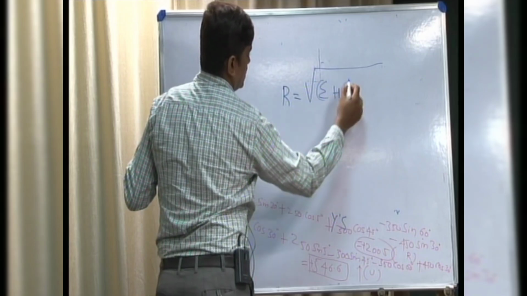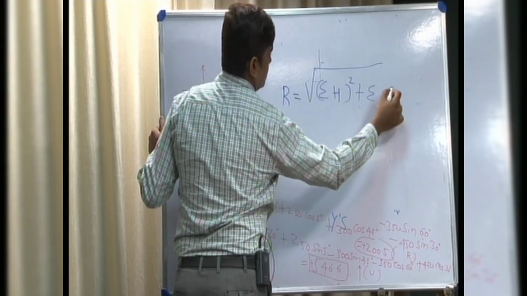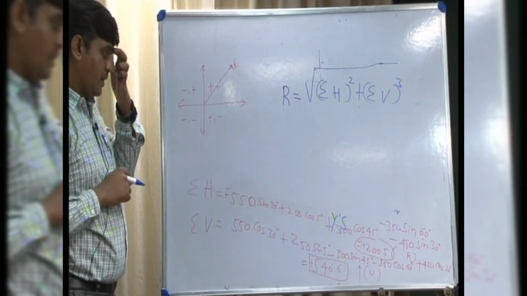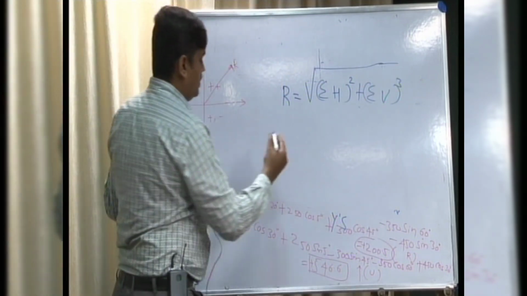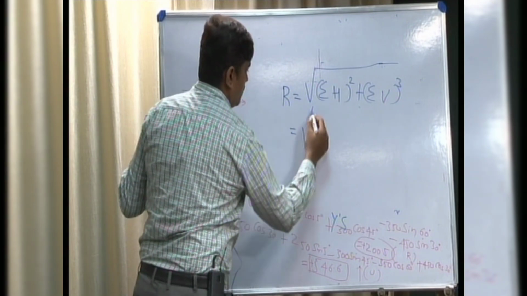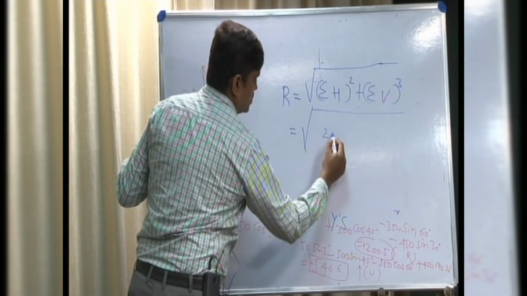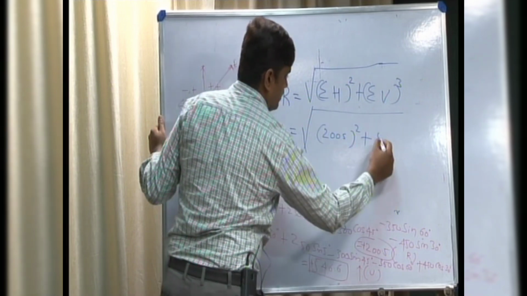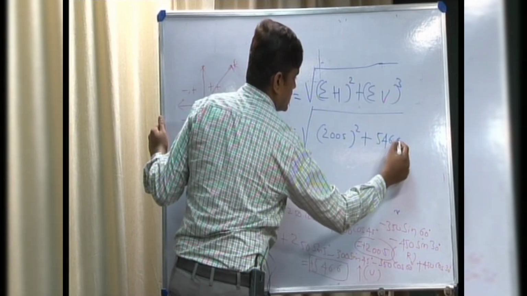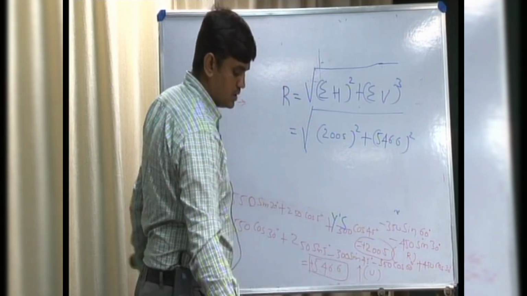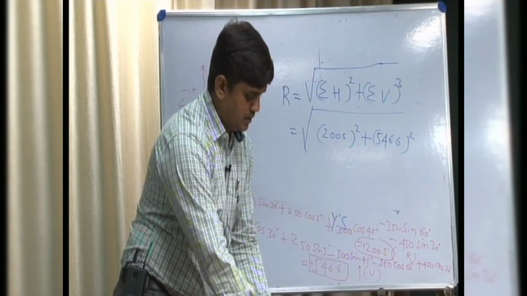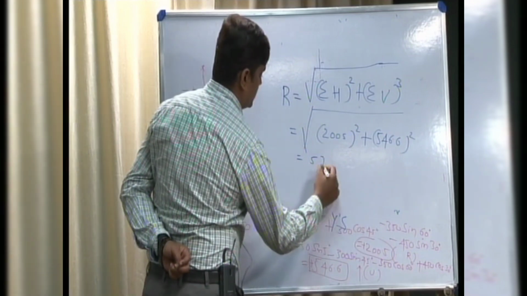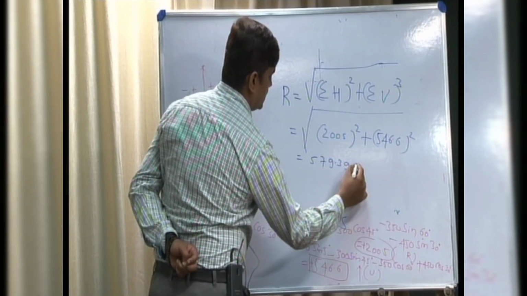Sigma h square plus sigma v square. What is our answer? Square root of 200.5 square plus 546.6 square. We get the answer 579.39 Newton.